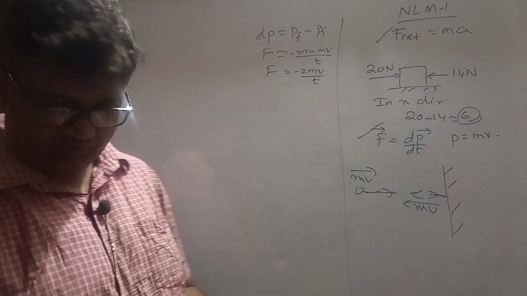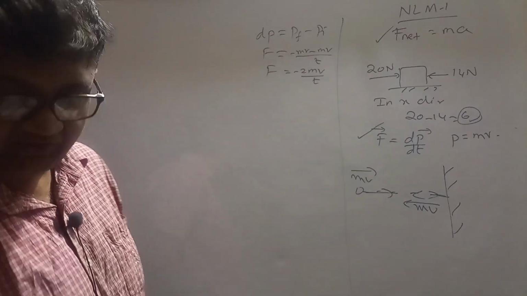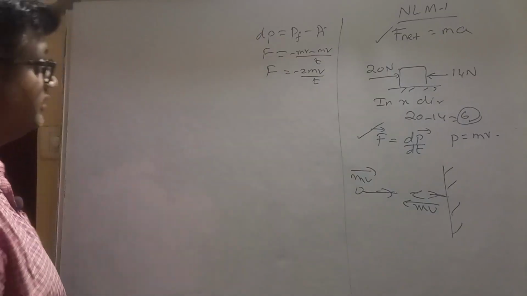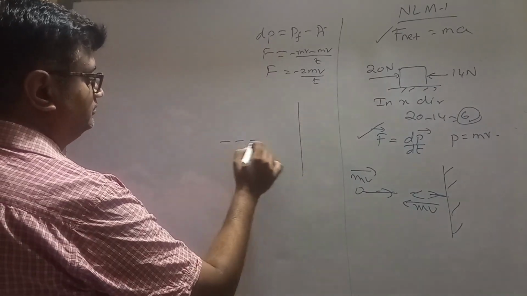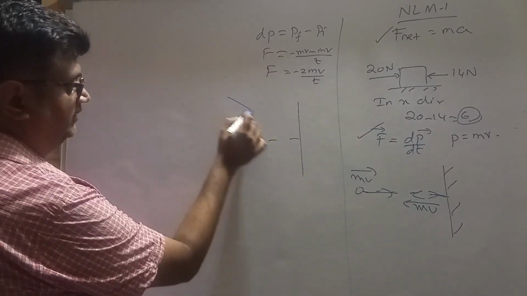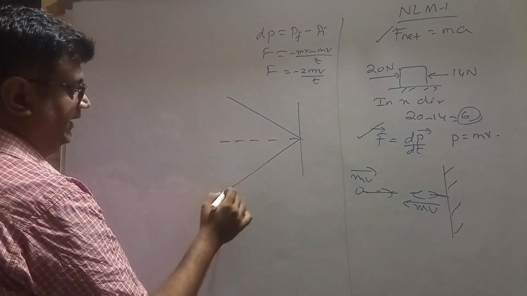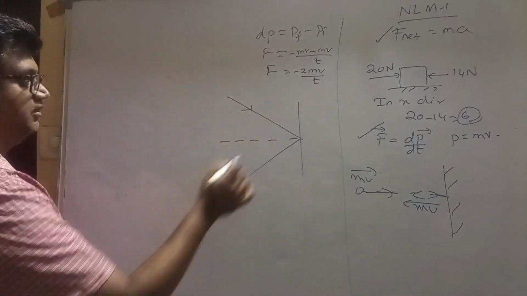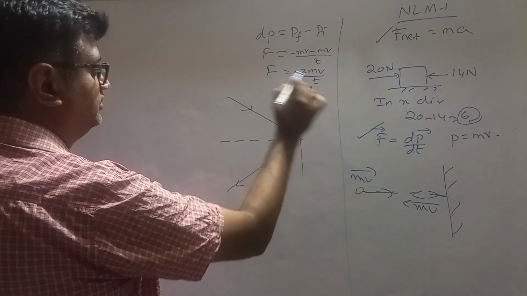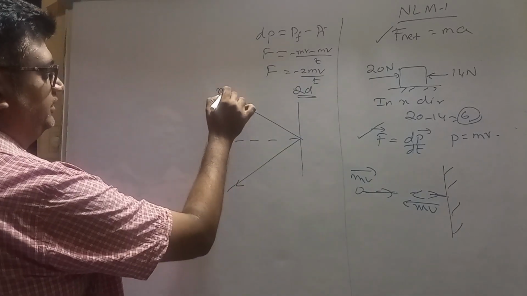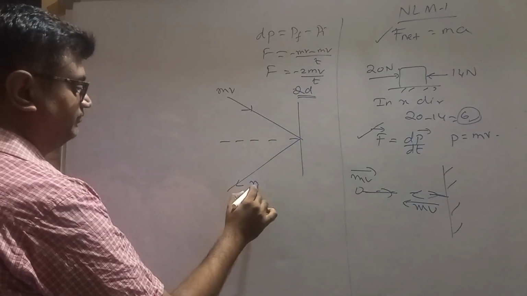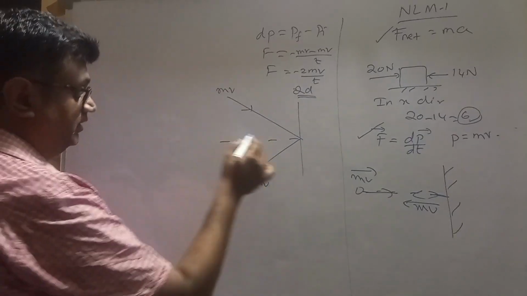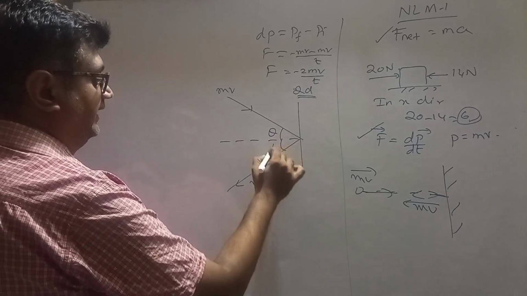Let us see the next case. This time I will hit the ball in an angled way. Now this is in 2D, two-dimensional. This is the initial momentum of the ball and this mv is the final momentum of the ball. Let us say it is making angle theta.